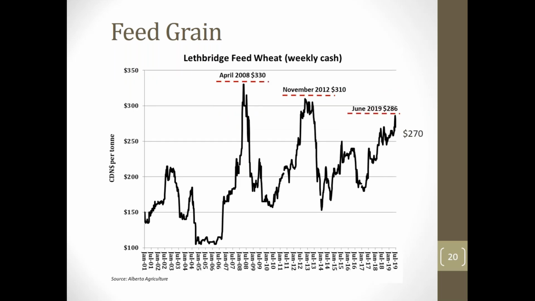On the feed wheat side, you can see that last week we were averaging about $270 a metric ton. That's down about $16 from mid-June when the price peaked there at $286. On the feed wheat side, that's not the highest price we've seen. As you can see, in 2012 we were at $310, and in April of 2008, we were at $330 a metric ton for wheat.